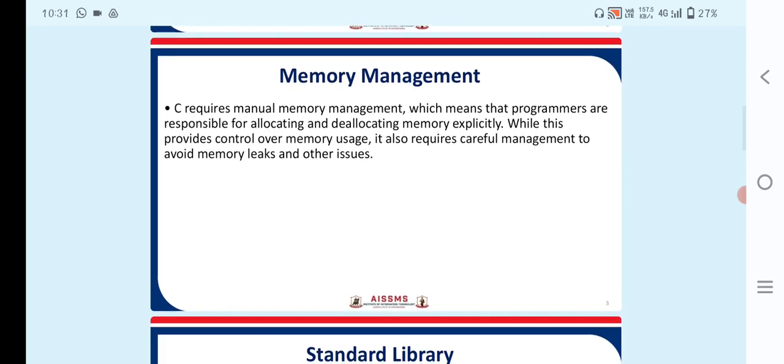So our first topic is memory management. C requires manual memory management, which means that programmers are responsible for allocating and deallocating the memory explicitly. While this provides control over memory usage, it also requires careful management to avoid memory leaks and other issues such as garbage collection of that particular memory in the system. So for that, we require careful management to avoid such memory issues.